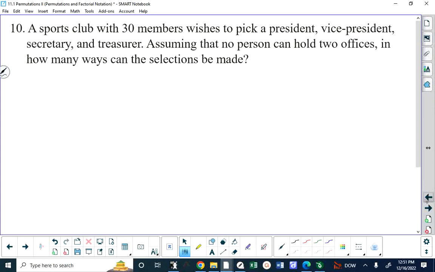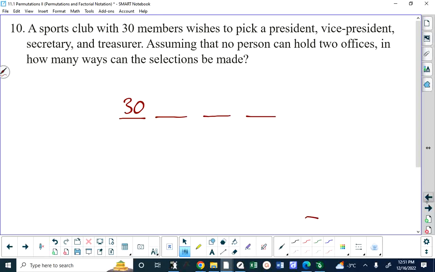A sports club has 30 members and you want to pick a president, vice president, secretary, and treasurer. Assuming, and this makes perfect sense, I don't think many organizations would allow somebody to be the president and the vice president, assuming you have to have 4 different people, then how many different ways can the positions be filled? Well, it's the Bobby Bear idea, except that Bobby Bear isn't just selecting a pair of pants, and he isn't just selecting a shirt. He's selecting a president. Well, there's 30 choices that he would have.